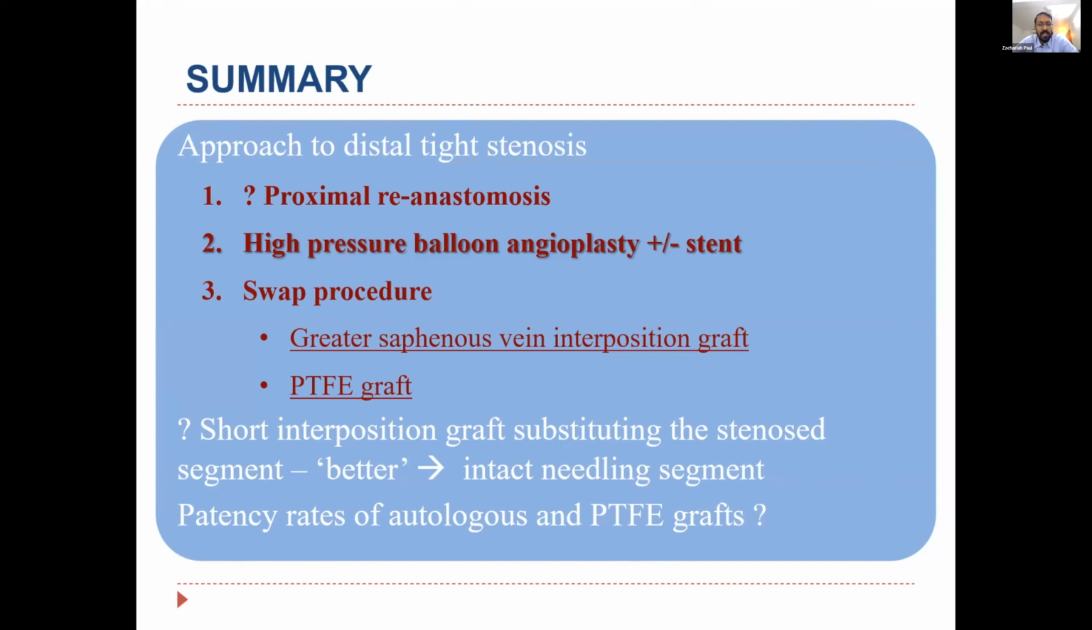So this is just a case approach. When you come across a distal tight stenosis, of course, now we are using high pressure balloon angioplasty. And definitely, I would agree that we would not stent these patients in the distal aspect and lose a precious area, which is our cannulation site.